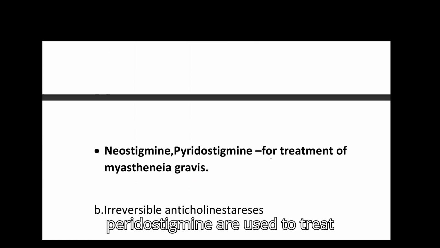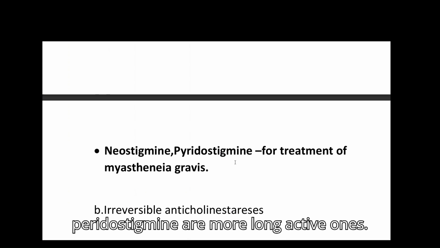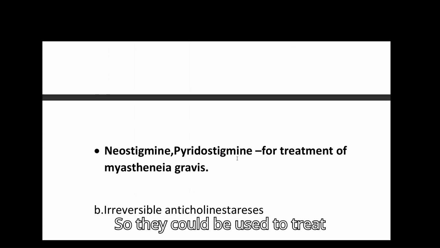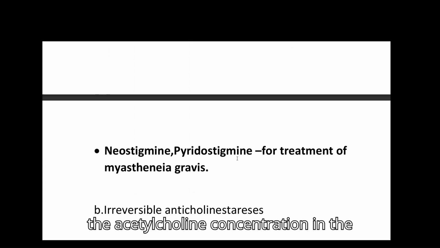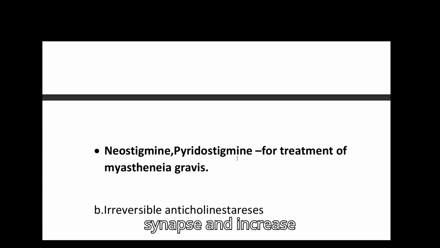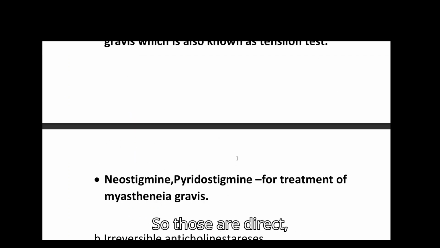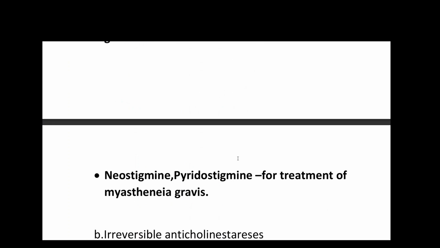Neostigmine and pyridostigmine are used to treat myasthenia gravis. These are the more long acting ones. So they could be used to treat myasthenia gravis to increase the acetylcholine concentration in the synapse and increase muscle contraction. So those are indirect acting reversible cholinomimetic drugs.